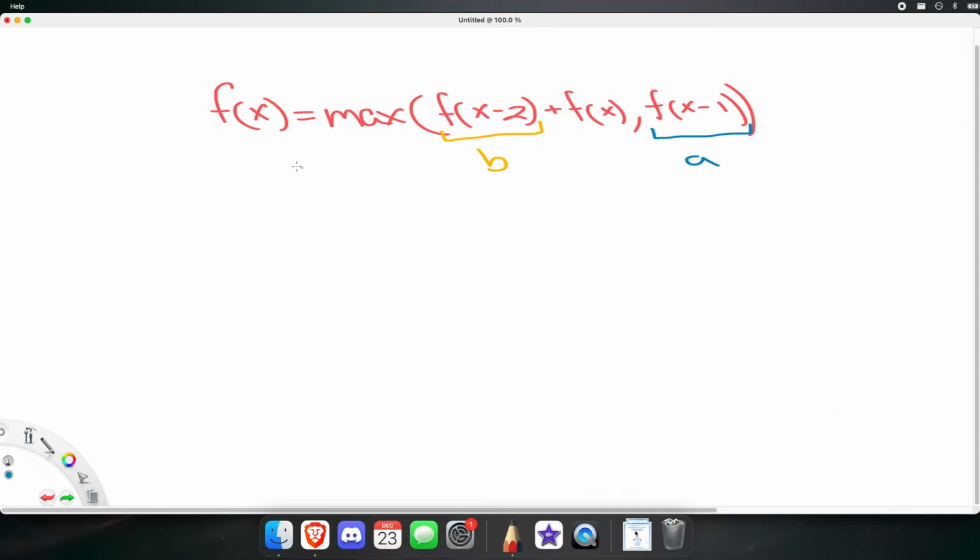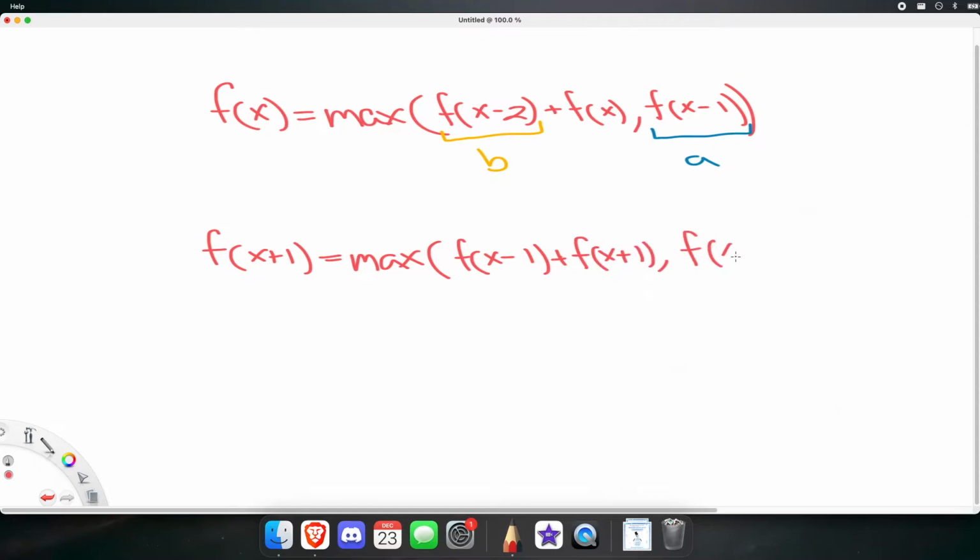And we can figure this out by just taking into account the next iteration, or the next house we want to rob. We can do that by looking at f of x plus 1. F of x plus 1 is equal to max of f of x minus 1 plus f of x plus 1, or f of x. Keep in mind this is the exact same thing.